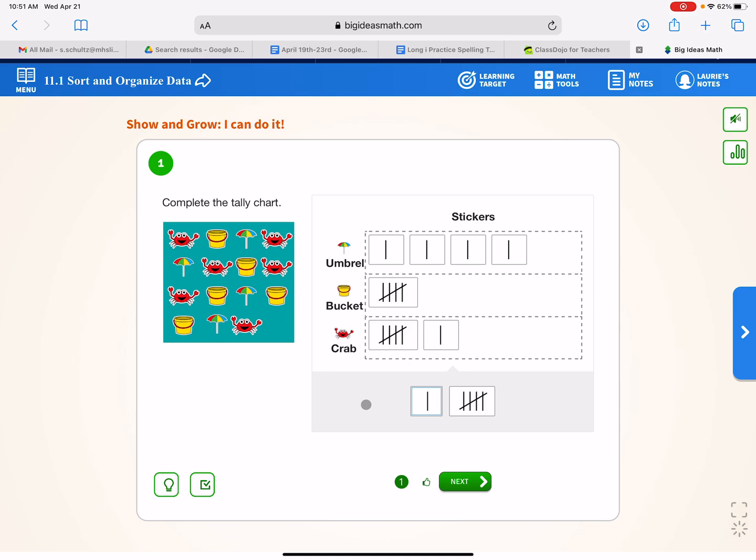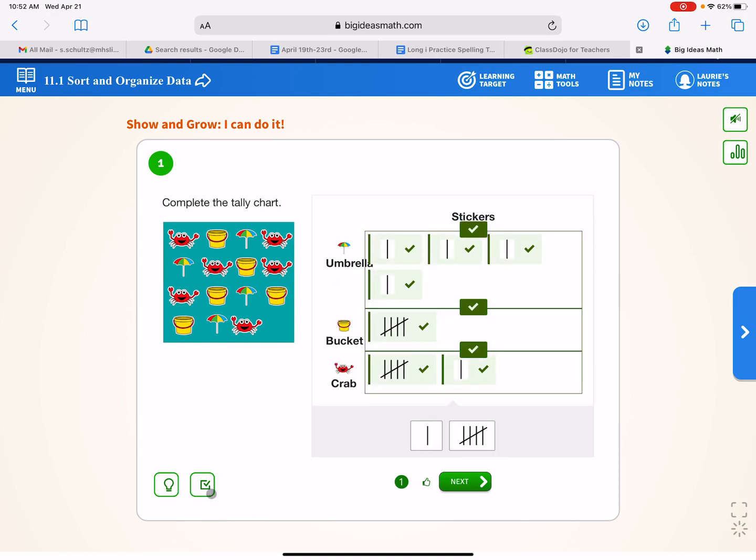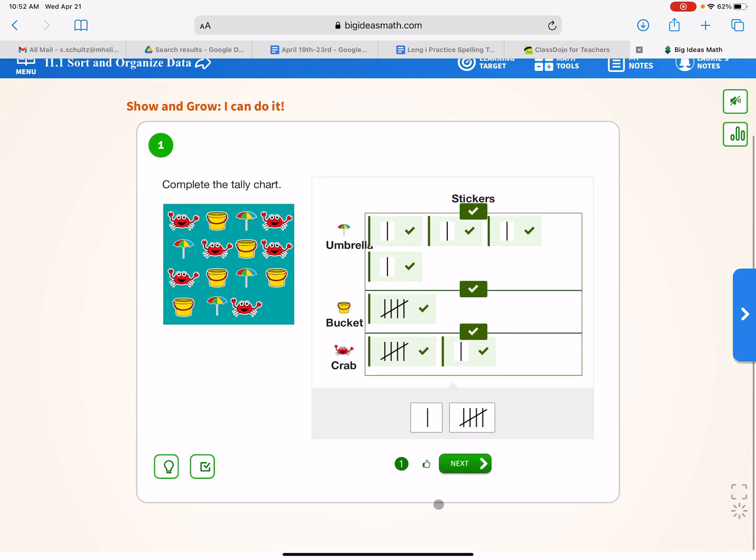So if I was to ask you guys, what was found most at the beach? What had the highest number? It would be crab because there's 6. And then what would be the least? Umbrella because there's 1, 2, 3, 4. And then bucket had 5. Okay, let's try another example.